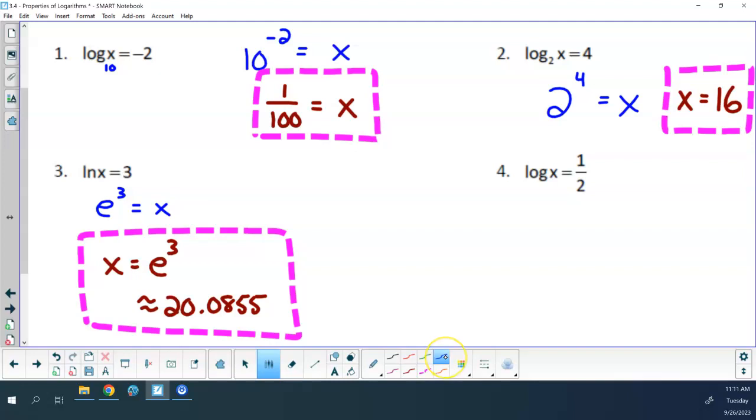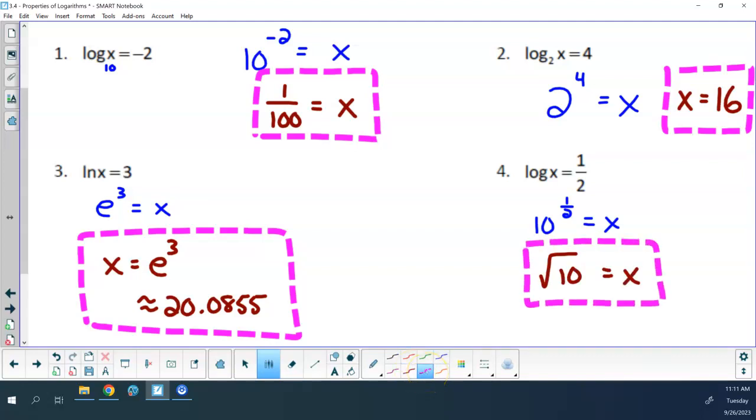Number 4 should be the square root of 10, because it's 10 to the 1/2 power is x. So we can just leave it as square root of 10. Again, I would also accept 10 to the 1/2 power. It's clean. It's nice. Any questions on that?